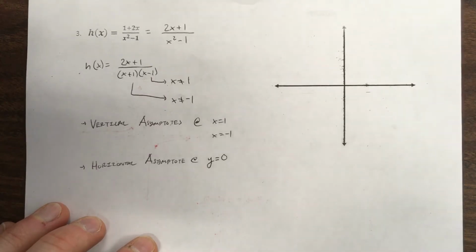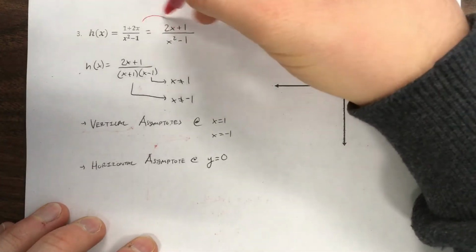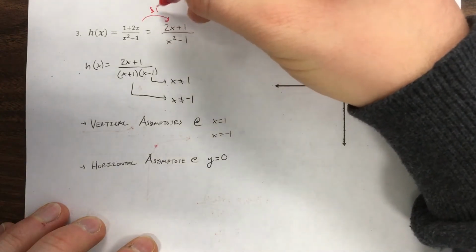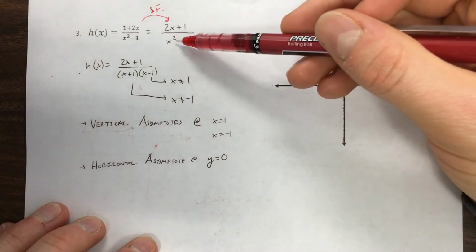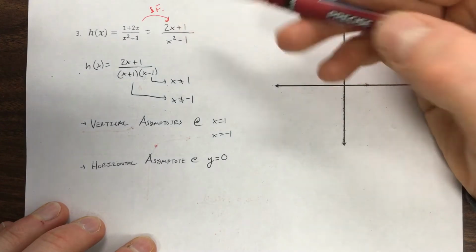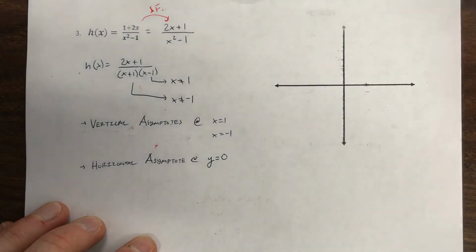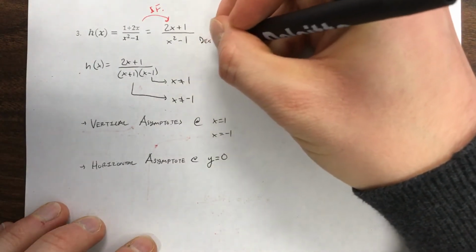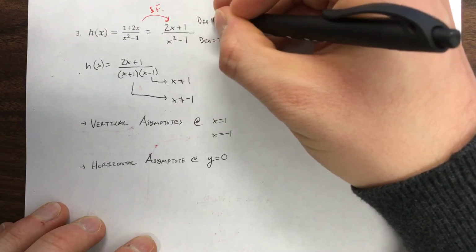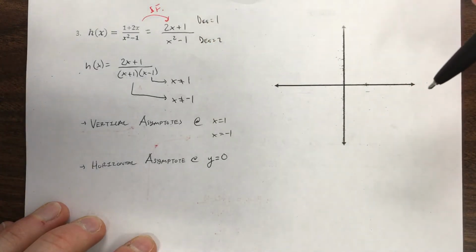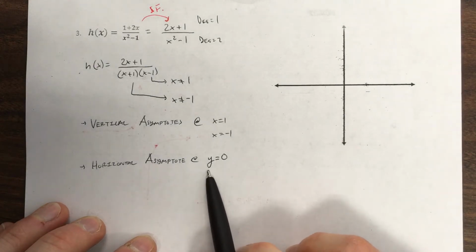Here I already wrote this in standard form. Notice that the degree in our denominator was bigger than that of our numerator. Here we're talking about a degree of 2, here a degree of 1, which led to a horizontal asymptote at y equals 0 because our degree in our denominator was bigger.